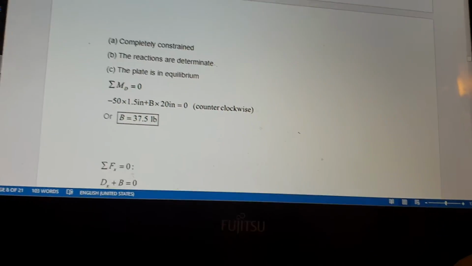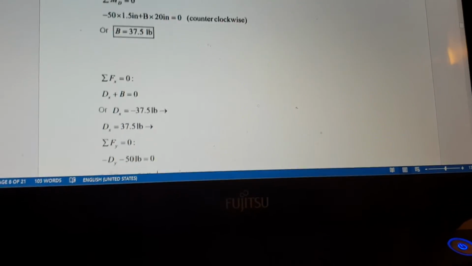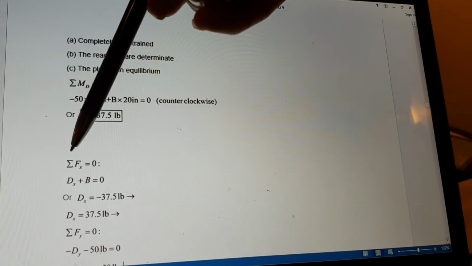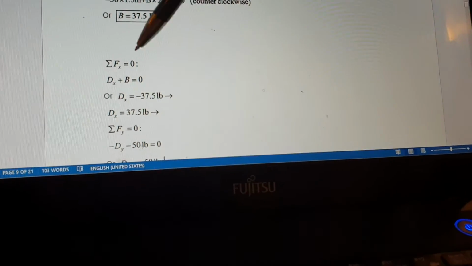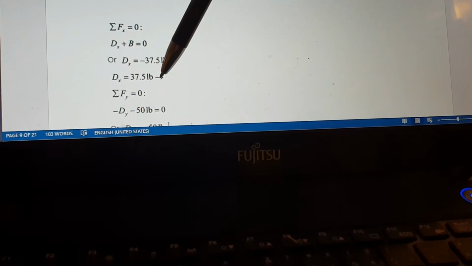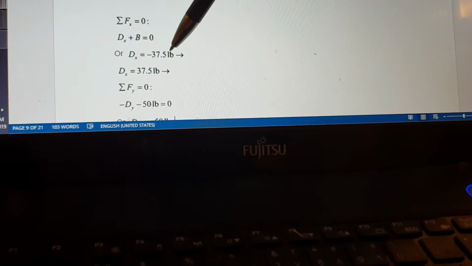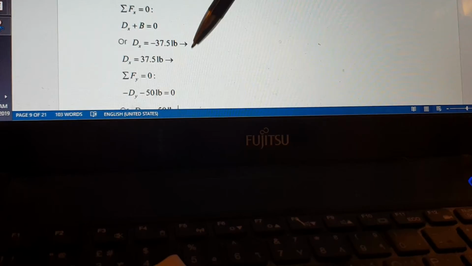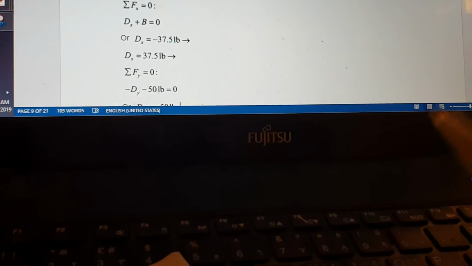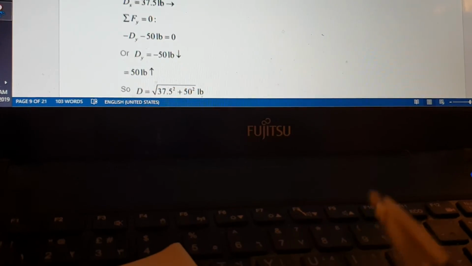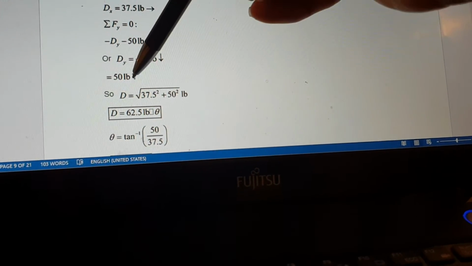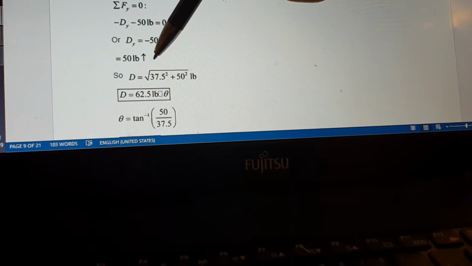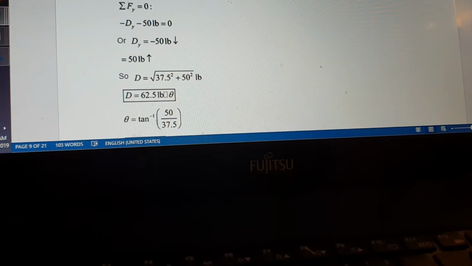The plate is at equilibrium. Summation of moment at D, you could find B. Summation of forces at x, you could find Dx. And remember that if it's negative, it should not be this direction, it should be the opposite, because we always assume it positive. And summation of forces at the y equal to 0. Since it's minus, this is correct now. Minus 50 pounds and it's down, so it's going to be up because it's a minus.